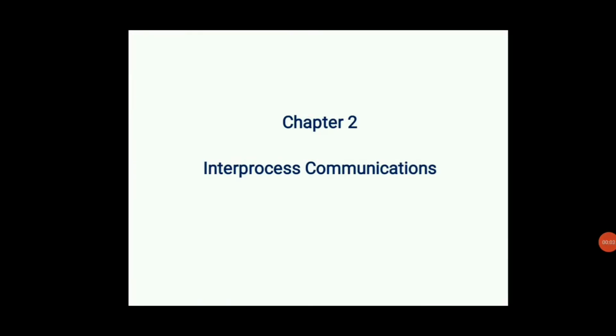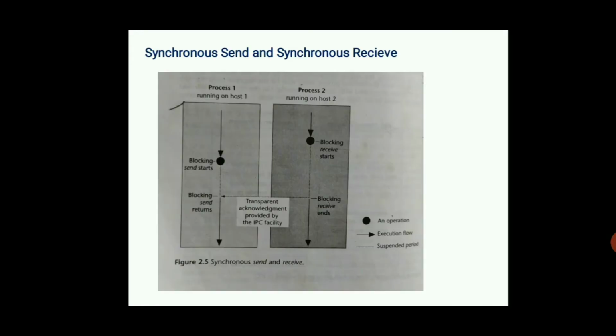We are in the second chapter, that is interprocess communications. Here we know there are four primitive operations: send, receive, connect and disconnect. So there is a concept of event synchronization, that means blocking of operations for proper execution of operations. See here, synchronous send and synchronous receive. Synchronous send and synchronous receive means both the operations, send and receive, are blocked.